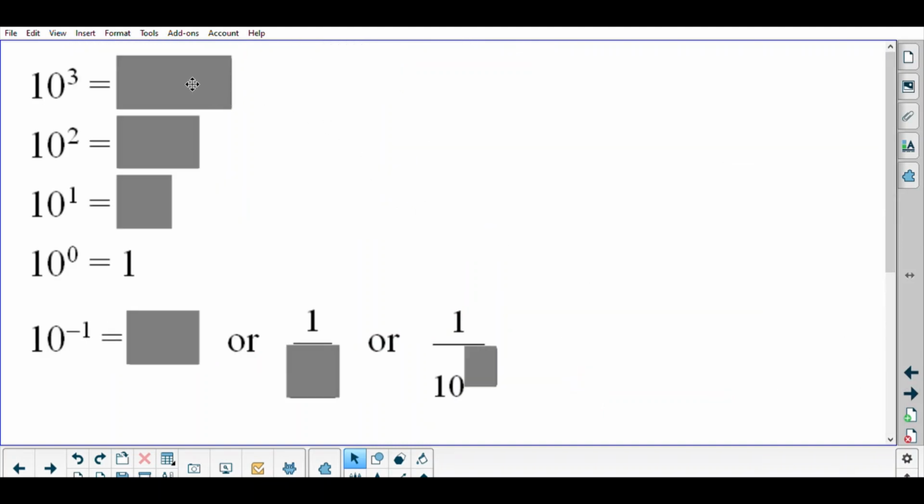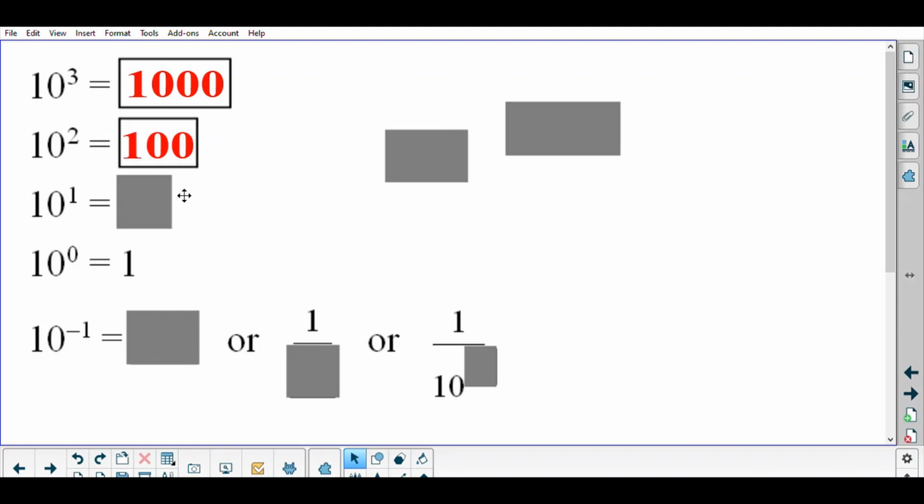The next set of examples, powers of 10. 10 to the third is 1,000. 10 to the second is 100. 10 to the first is 10. You might notice a 0 keeps getting knocked off. That's one of the cool things with patterns of powers of 10. 10 to the 0 is 1.